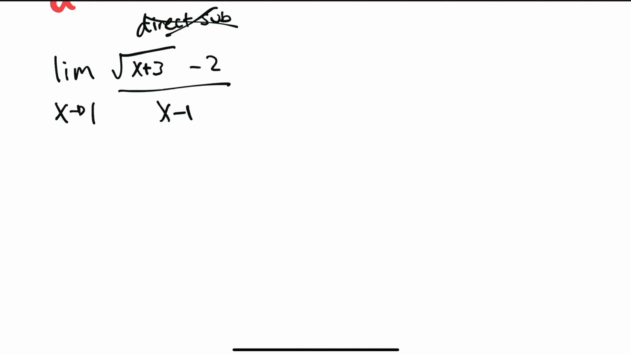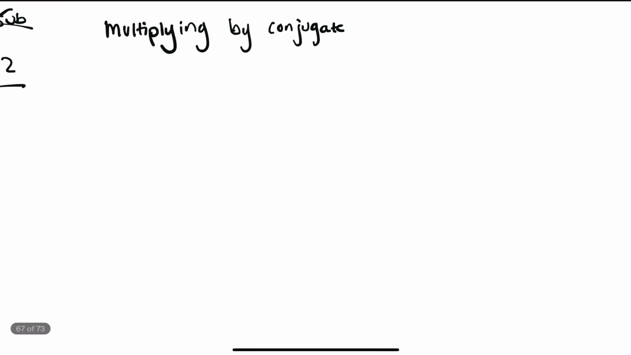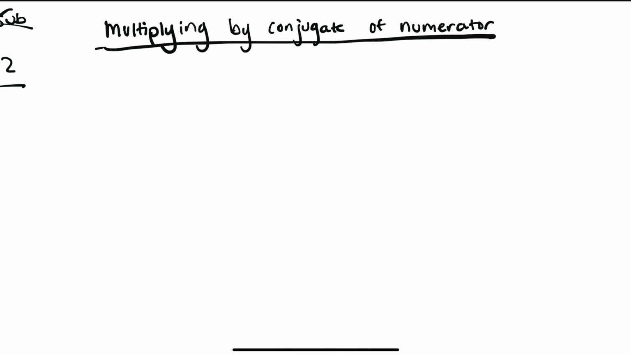There's not really a ton of steps you can take that make sense to get to an answer. The best step that we're going to do here is multiplying by the conjugate of our numerator. This is going to be the best step that we can take.